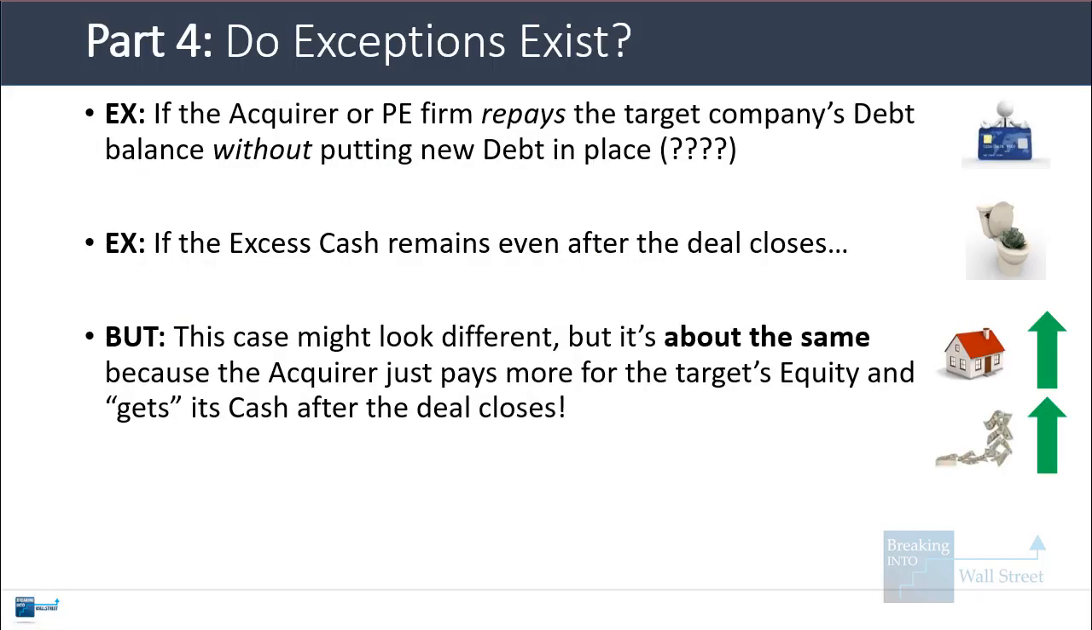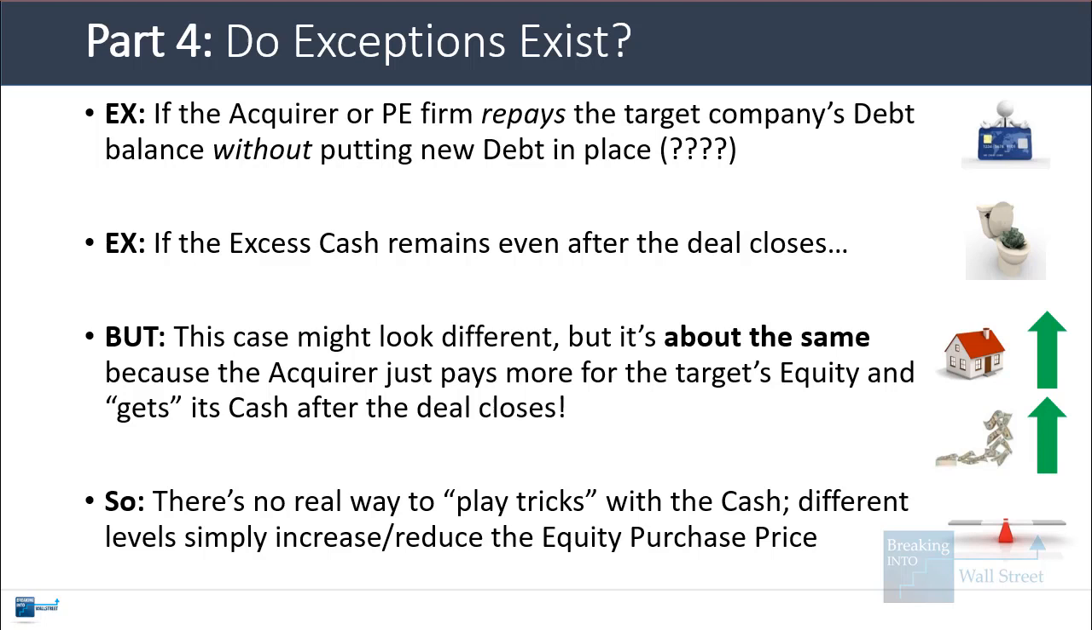But if you think about it, it's still about the same because the acquirer just pays more for the target's equity in that case, and then it gets the cash after the deal closes. So there is no real way around this. Either the cash is higher and the purchase equity value is higher, or the cash is lower and the purchase equity value is lower. So there isn't a real way to play tricks with the cash balance. Different levels just change the equity purchase price accordingly, and that's the real reason why these deal types tend to be equivalent, even though they might look different or seem different when you first come across them.